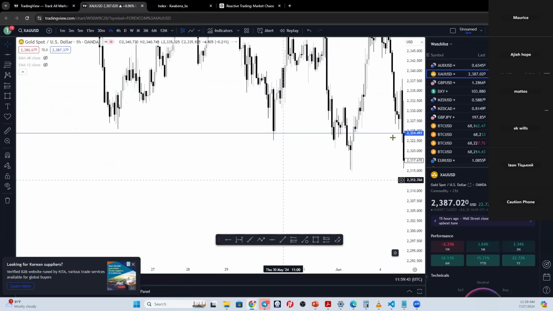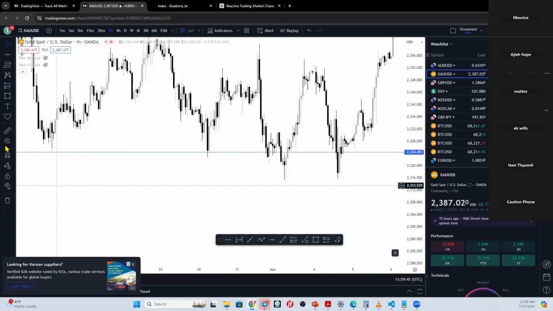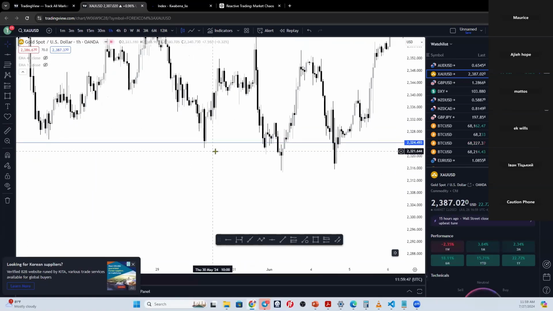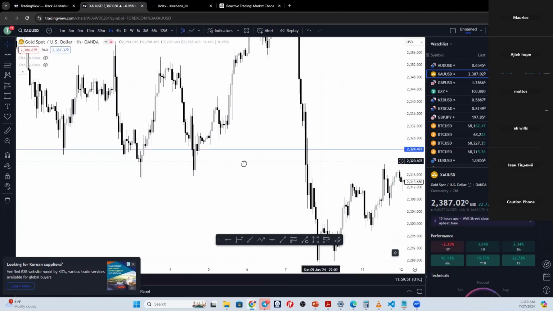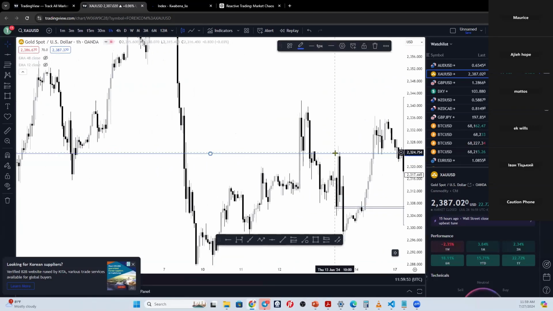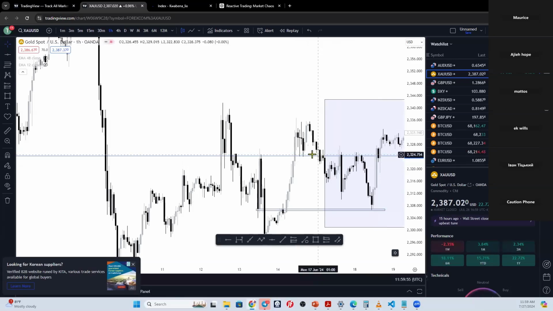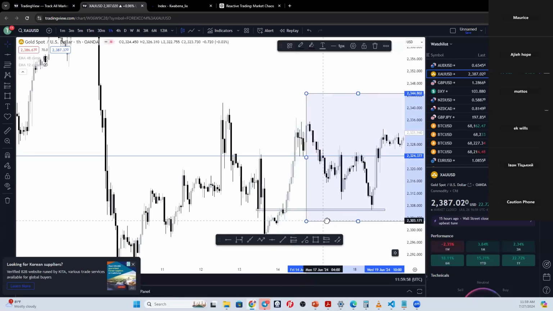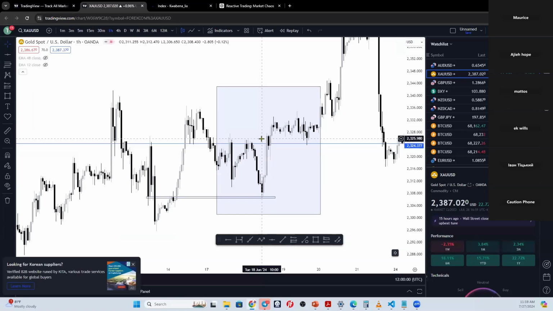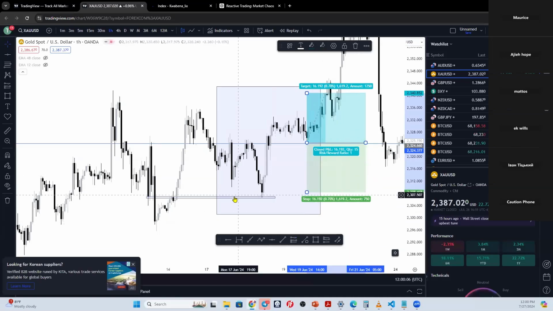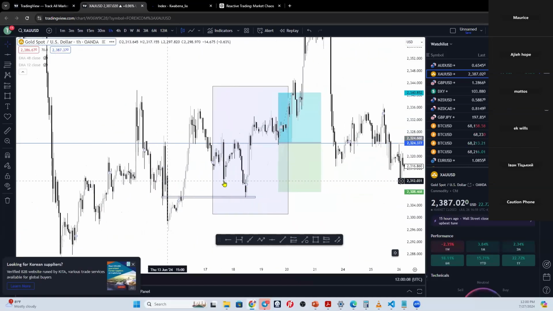Okay, are you seeing something? Right? So rejection, rejection, and then we have a level. Okay, so this is your trade. Now, if you are taking this trade on SNRC1, where do you put your stop loss?